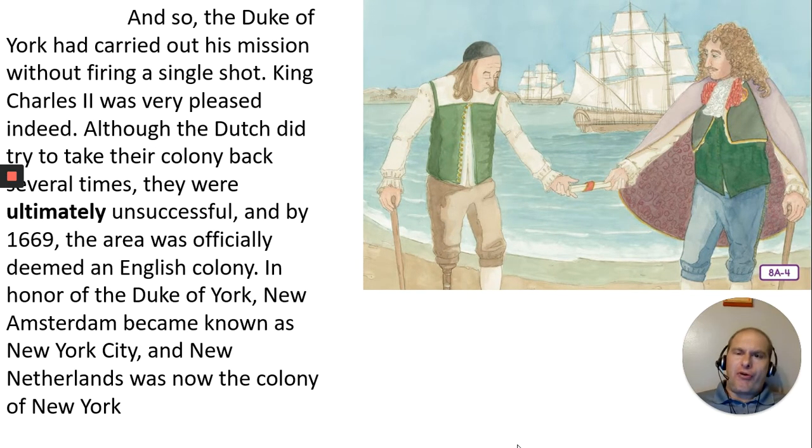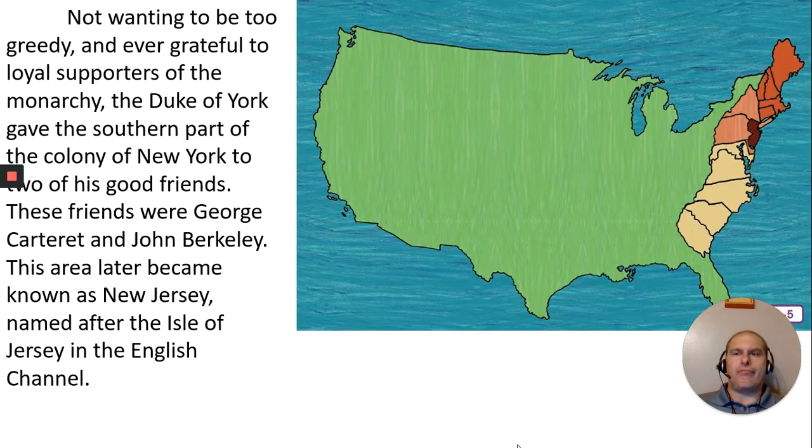So the Duke of York, not the Dork of York, had carried out this mission without firing a single shot. King Charles II was very pleased indeed. Although the Dutch did try to take their colony back several times, they were ultimately unsuccessful. By 1669, the area was officially deemed an English colony. In honor of the Duke of York, New Amsterdam became known as New York City, and New Netherlands was now the colony of New York.